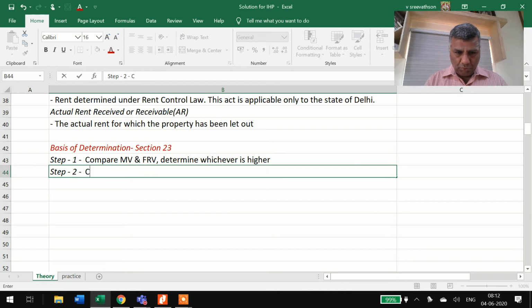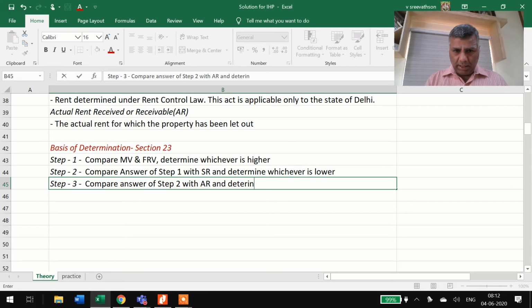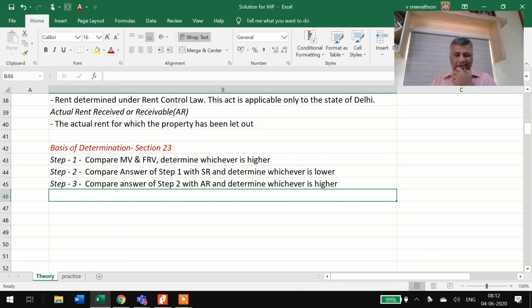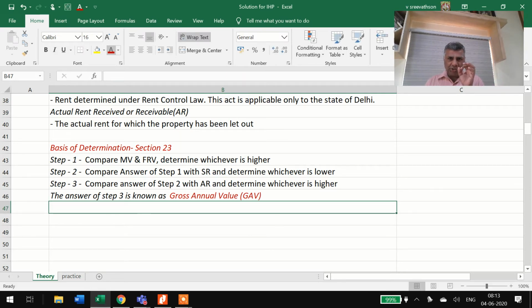Step 2, compare answer of step 1 with SR and determine whichever is lower. Step 3, compare answer of step 2 with AR and determine whichever is higher. The answer of step 3 is known as gross annual value, GAV.